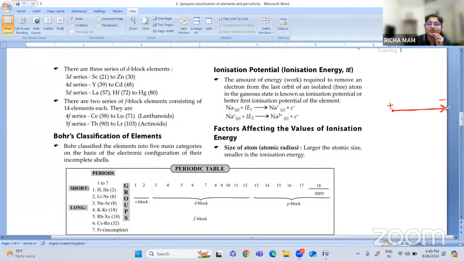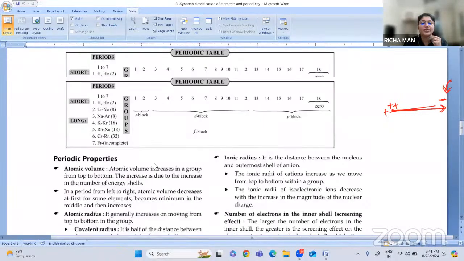The force of attraction between the electron and the nucleus will be less. As the radius is larger, what will happen to this force? The force of attraction to remove the electron will be less, so the energy required to remove that electron will be less. So the larger the size, the smaller will be the ionization energy. This is the first, very important factor.